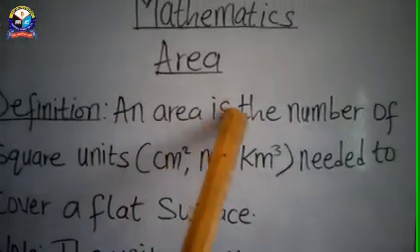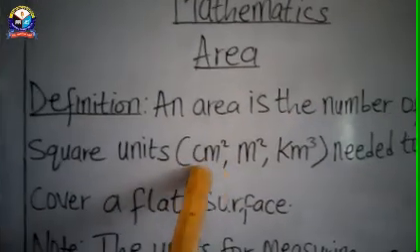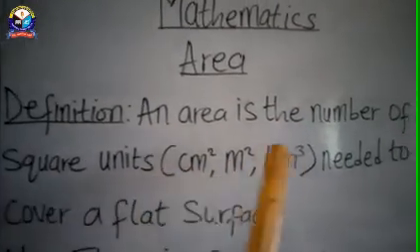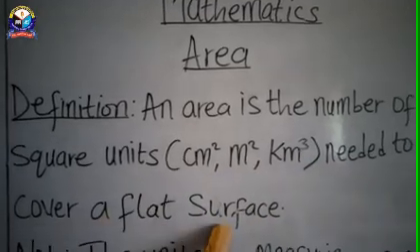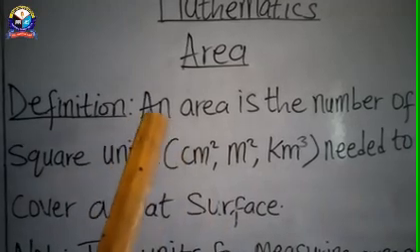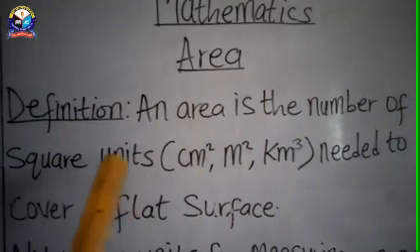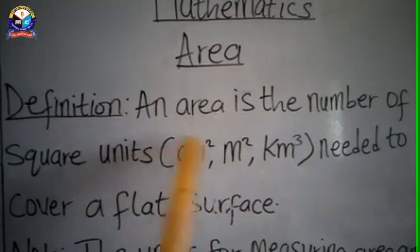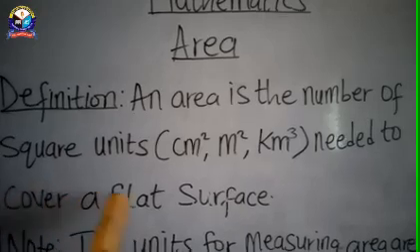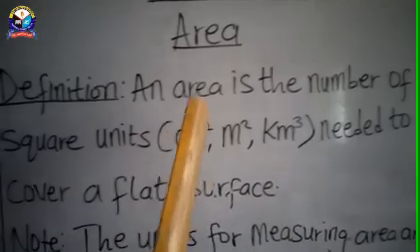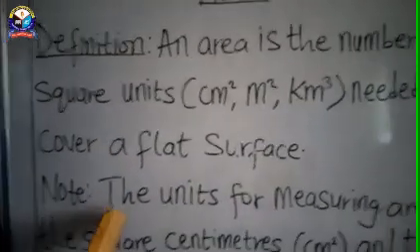An area is the number of square units, be it in centimeter square, meter square, or kilometer square, needed to cover a flat surface. Let's read together again. An area is the number of square units needed to cover a flat surface. As we go into the examples, you understand more on area.